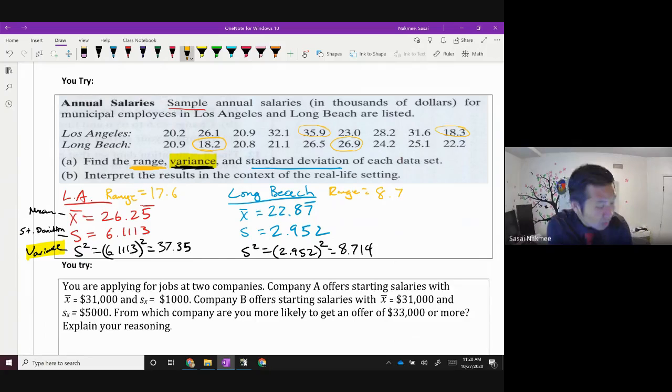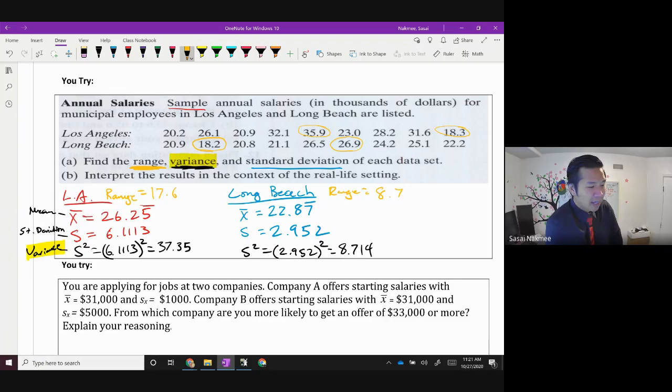But just looking at the average, right? You can see which city has a higher paying average, right? And you guys would hopefully agree with me that LA has a higher paying average because the average for LA is 26,000, whereas the average for Long Beach is 22,000, right? But with that being said, is it better to work in LA compared to Long Beach? And that depends, right? That depends.